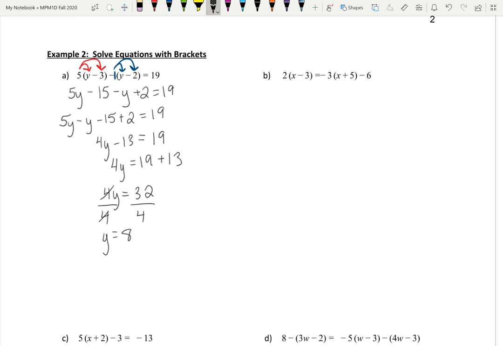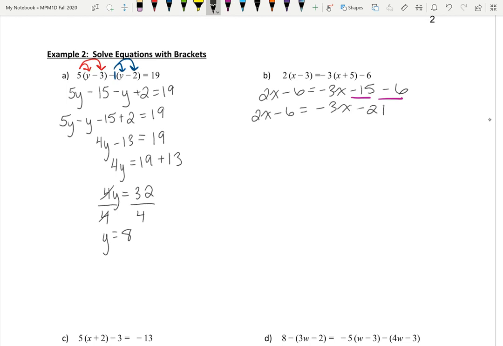Okay, next, 2 times x is 2x. 2 times negative 3 is negative 6. Negative 3 times x is negative 3x. Negative 3 times 5 is negative 15. And then I'm just going to write the negative 6 as is. Okay, I can't simplify anything on my left side, but I can on my right. So negative 3x, I'll rewrite it, and then negative 15 and negative 6, we can simplify to negative 21.